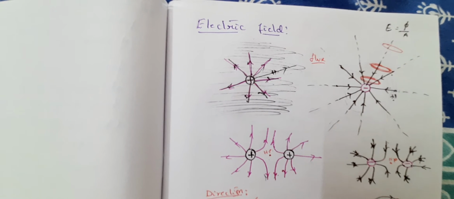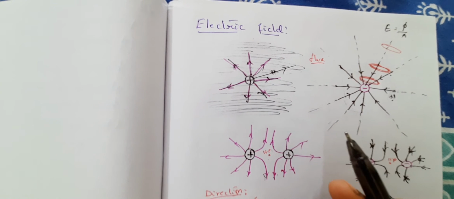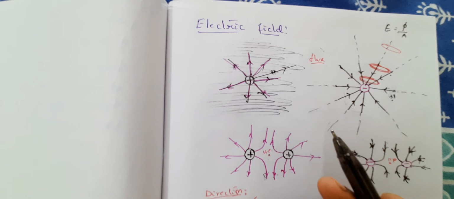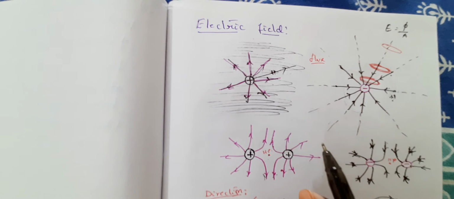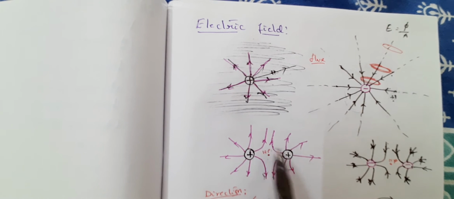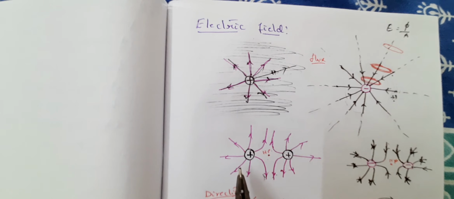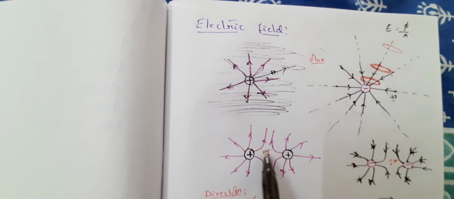What is meant by a null point? Very easy. You know that null means zero. It is a point where the magnitude of the electric field is zero. That point is called the null point, right? So at this point you don't have any kind of electric field.